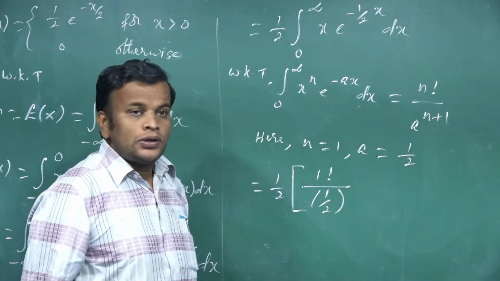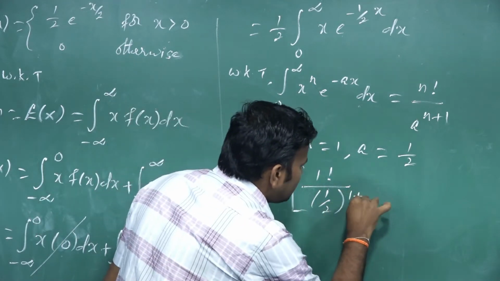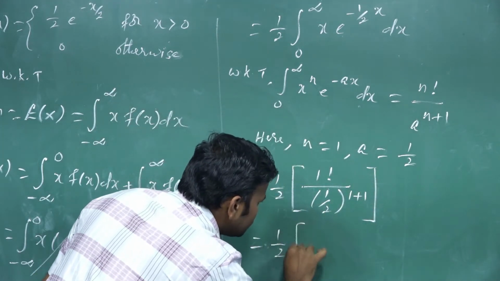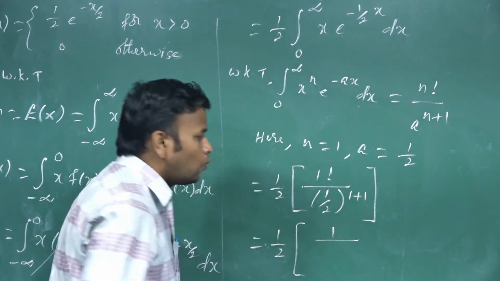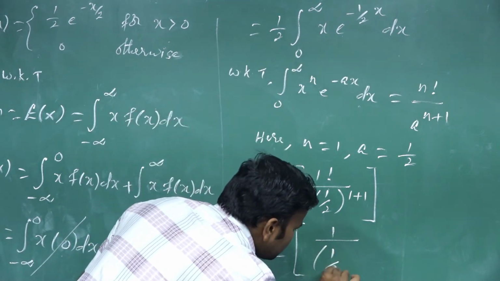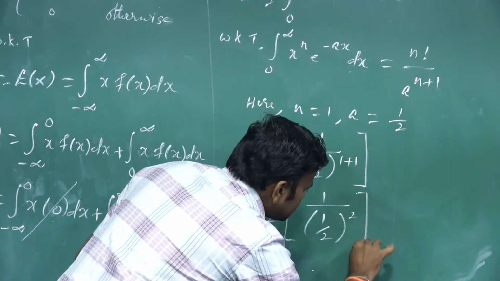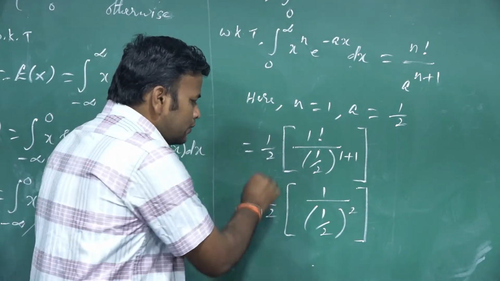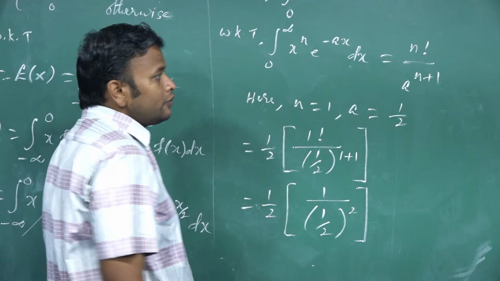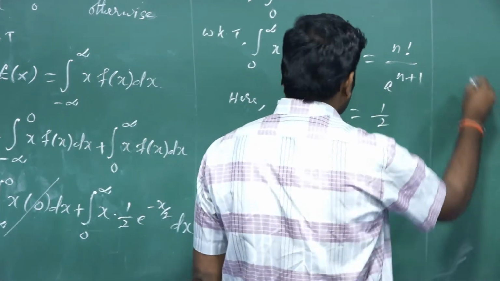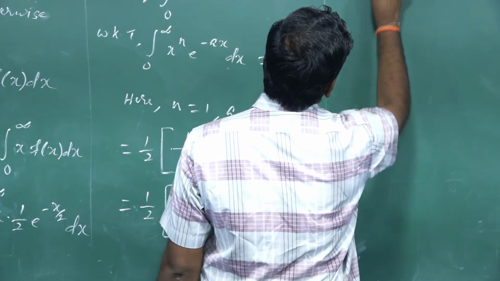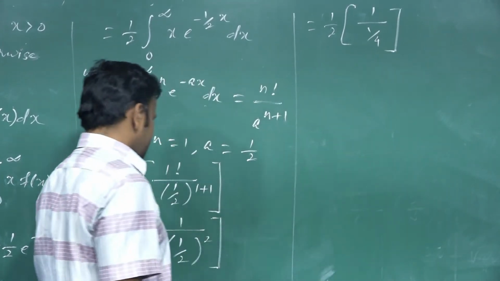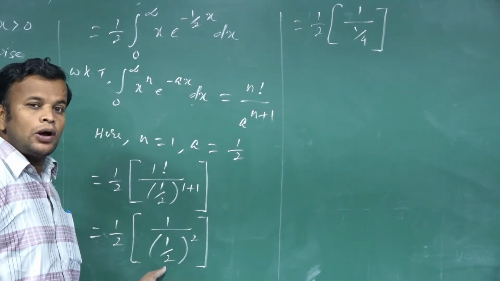Power n plus 1. The value of n is 1, so 1 plus 1. The value of 1 factorial is 1, over 1 by 2 whole square. 1 plus 1 is 2. Now we cancel and simplify, we get 1 divided by 1 by 4. The value of 1 by 2 the whole square is 1 by 4.